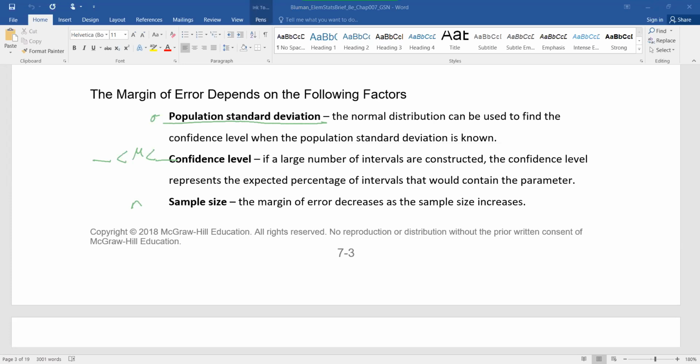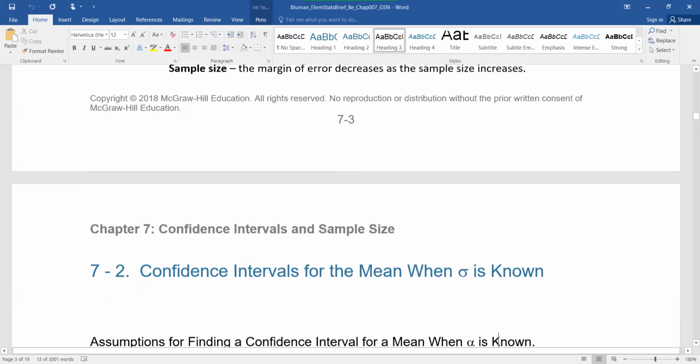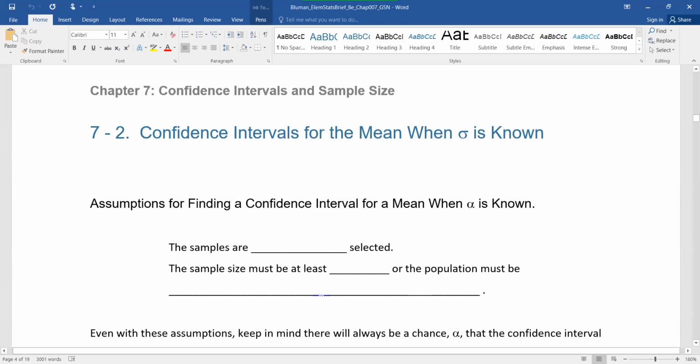All of those have a factor on your margin of error. We'll go with this. These little blanks here are the equation, which again was z alpha divided by 2 times the standard deviation divided by the square root of n. This is still actually 7.1.